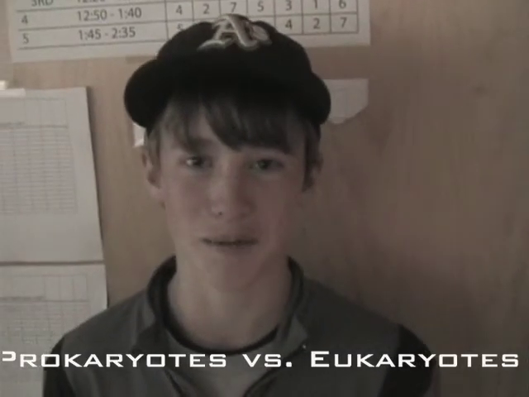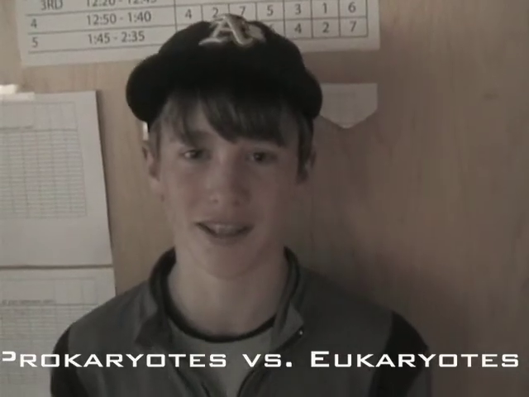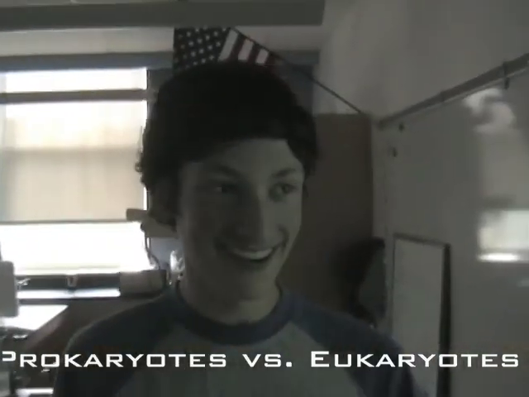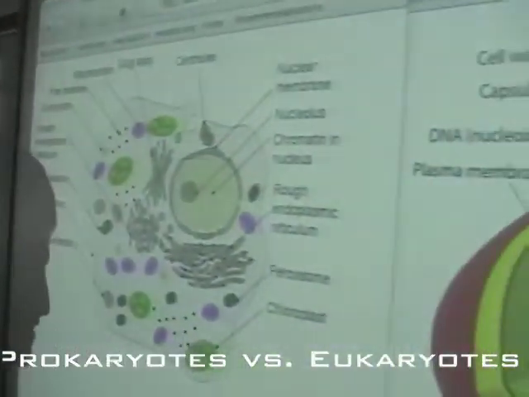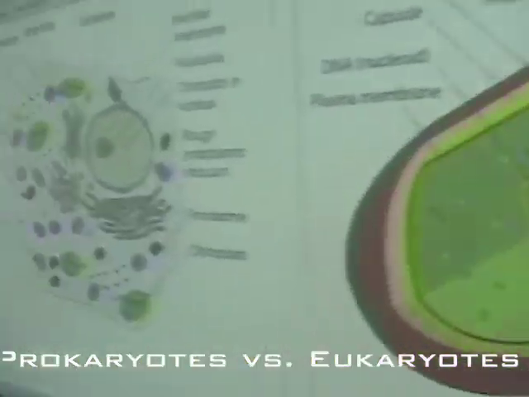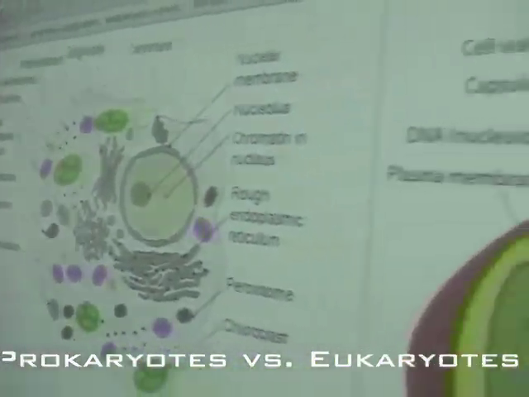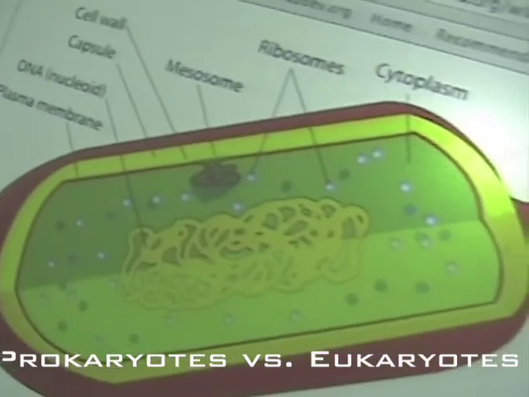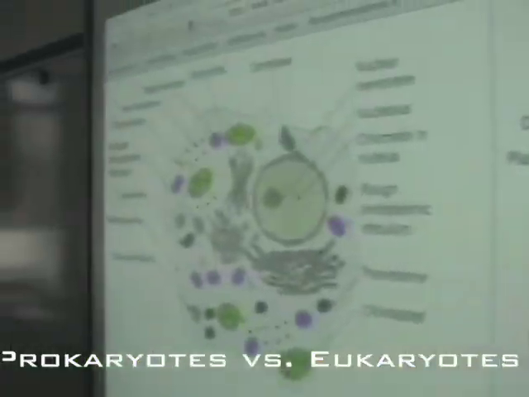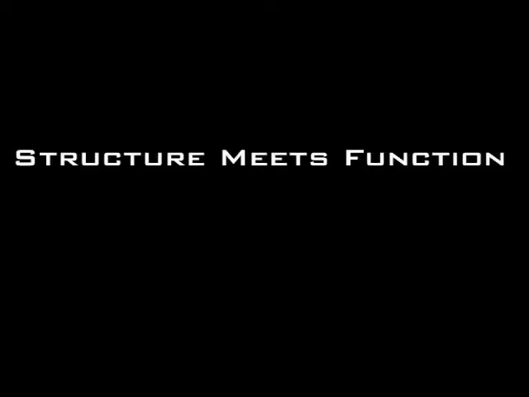Can you find the differences between prokaryotic and eukaryotic cells? Let's see if Siegel can. Well, I know the difference. A prokaryote doesn't have a nucleus, and a eukaryote does. A prokaryote is mostly single-celled organisms, and a eukaryote is multi-celled organisms.